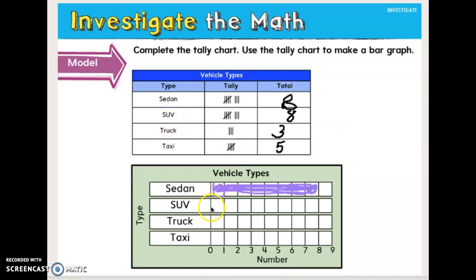So our SUVs, we'd have 8 as well. There's 8, and I can color it backwards. I'm not going to color it all the way in so it doesn't take as much time. Trucks had 3, so I find the number 3. There's 3 boxes. I color that in. And our last one is taxis, and they have 5, so I would color those in. And that is how we'd make a bar graph.